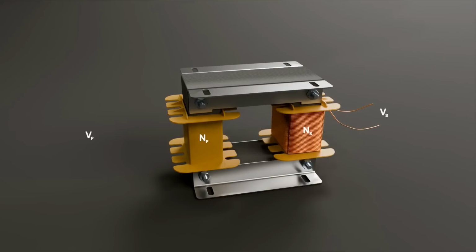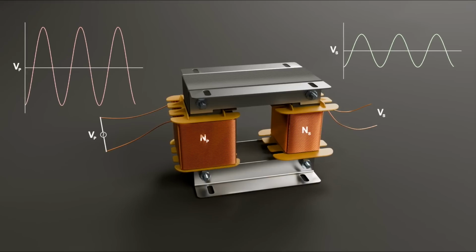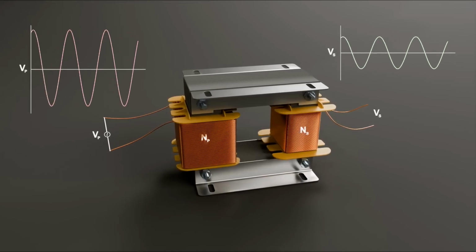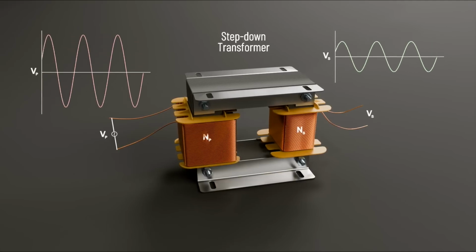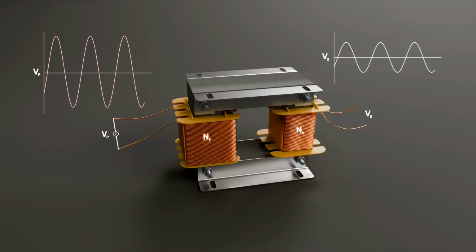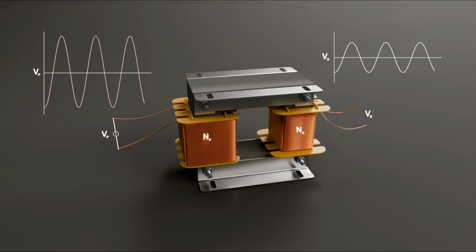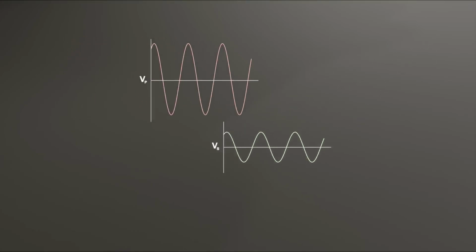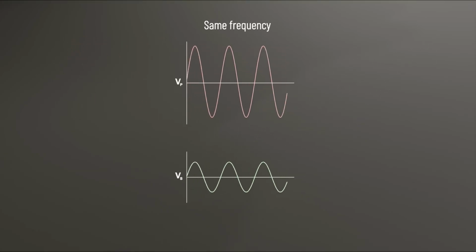On the other hand, if the primary winding has more turns compared to the secondary winding, the voltage induced in the secondary winding is lower than the primary input voltage, and the secondary current is higher. This type of transformer is called a step-down transformer, and it is used for decreasing the voltage level of an AC supply. An important point to note is that a transformer does not affect the frequency of the AC supply. The input and output of the transformer have different voltages, but the same frequency.